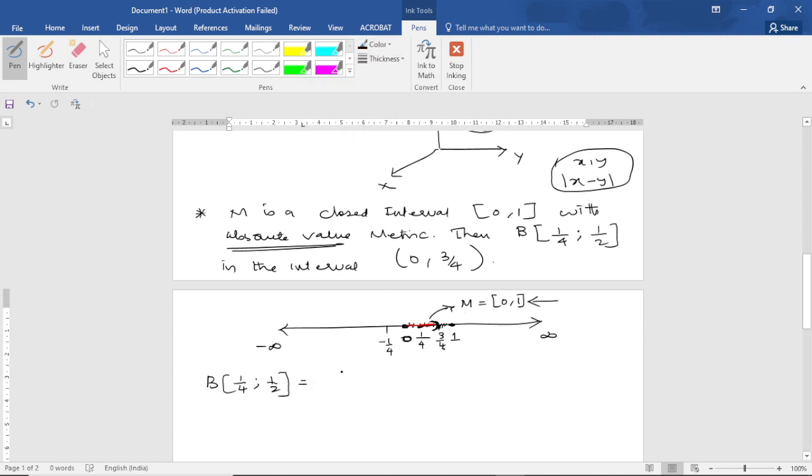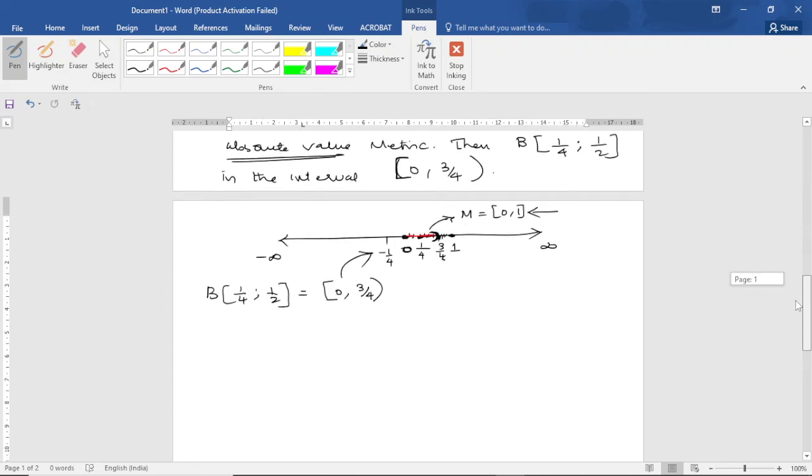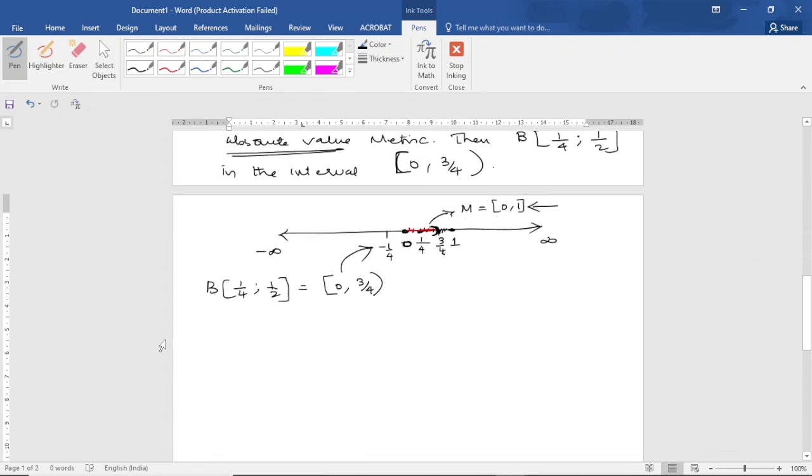This is nothing but [0, 3/4): 0 is included, along with 3/4 excluded. Okay, this is the open ball we found by constructing the real line and seeing it. So not always an open interval, we also come across a half-open interval like this. We have to see the metric space under consideration. So this is one example.